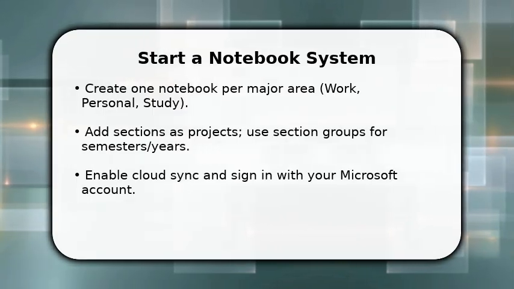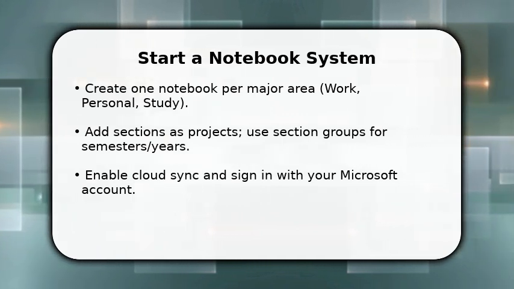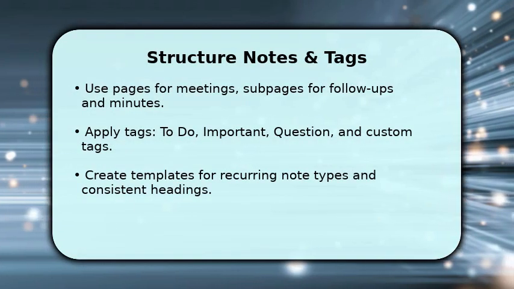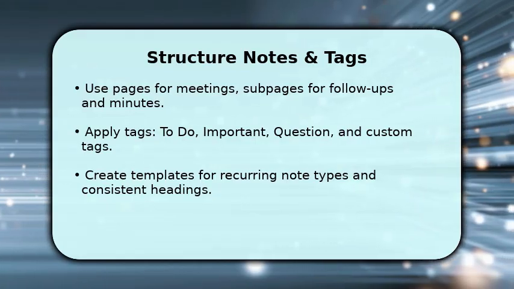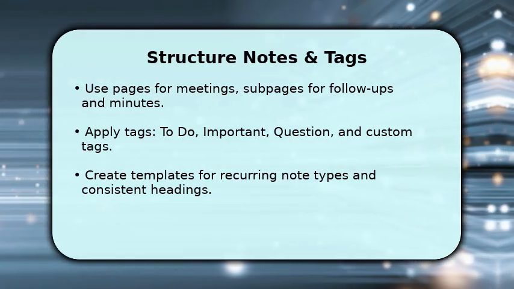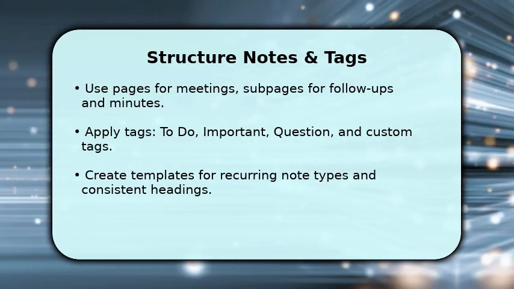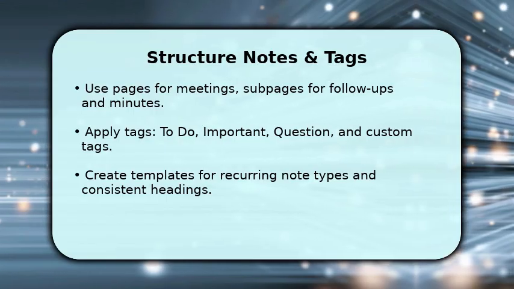This prevents version conflicts and lets you access notes from phone, tablet, or web immediately. You now structure individual notes. Use pages for meeting topics and subpages for action items so information stays nested logically. Then apply tags like to do, important, or question to surface tasks and key facts during search. Tags are how you convert clutter into an actionable list.